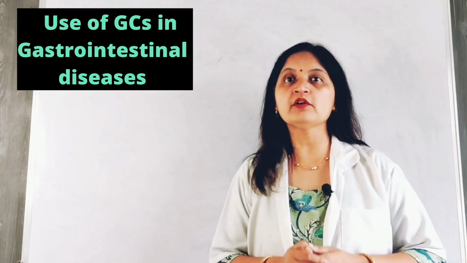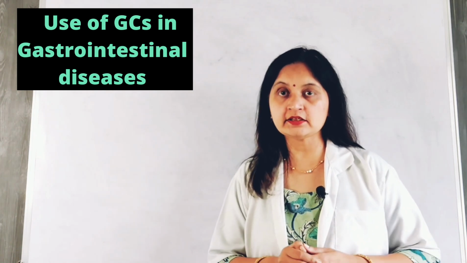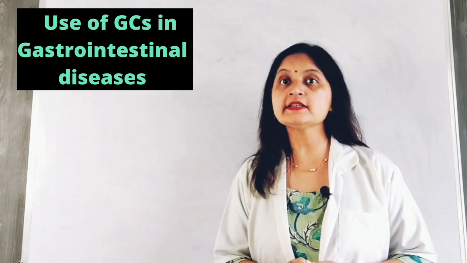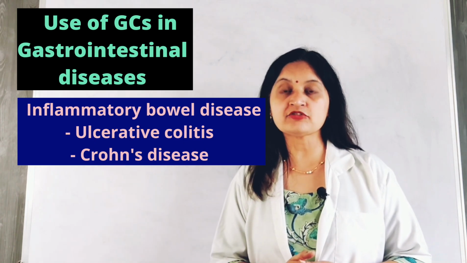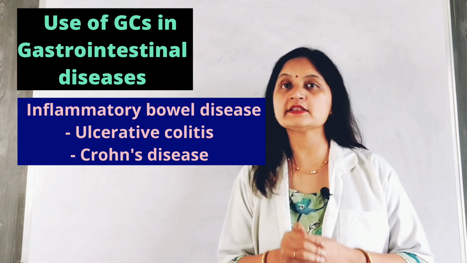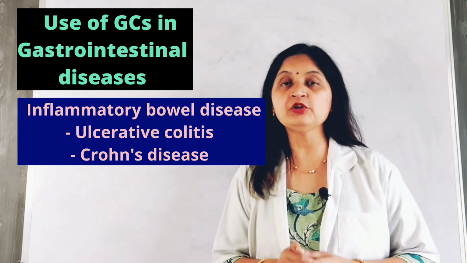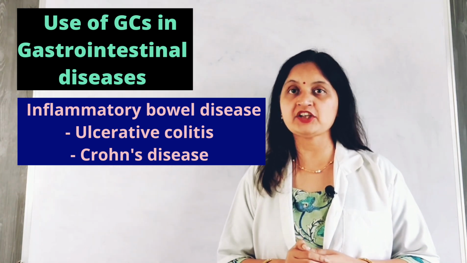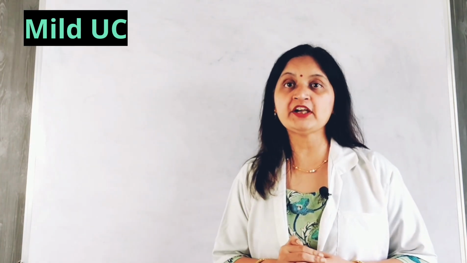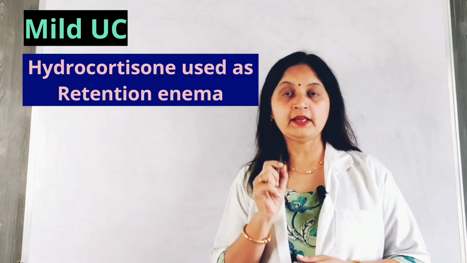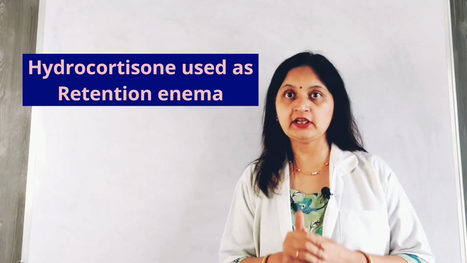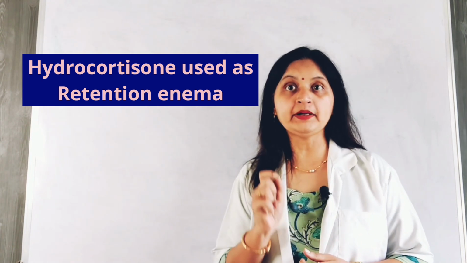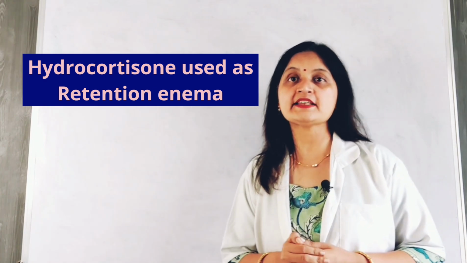Next, we move on to the use of glucocorticoids in gastrointestinal diseases. So, glucocorticoids are indicated in selected patients with inflammatory bowel disease such as ulcerative colitis and Crohn's disease. Patients who fail to respond to conservative management such as diet, rest, or sulfasalazine may benefit from glucocorticoids. In mild ulcerative colitis, hydrocortisone is used as a retention enema. Glucocorticoids are particularly useful in acute exacerbations.